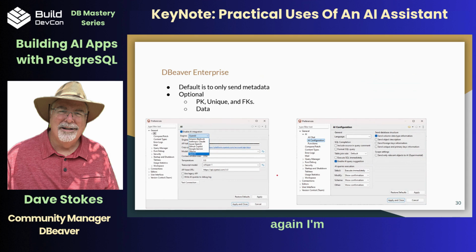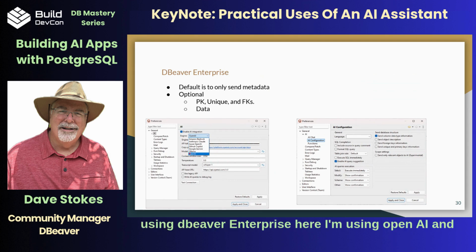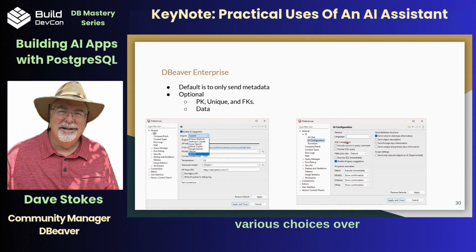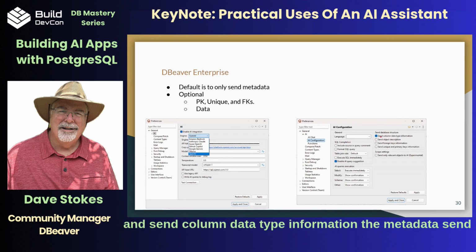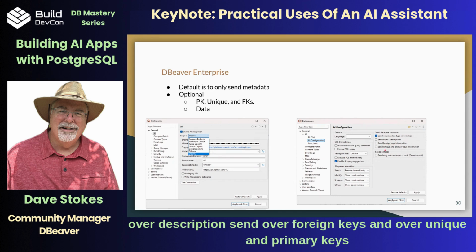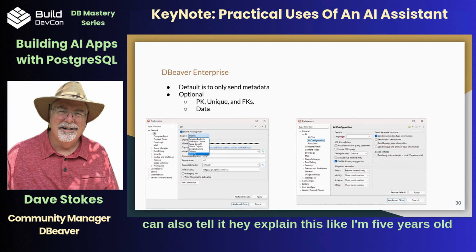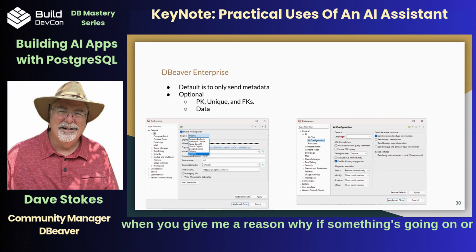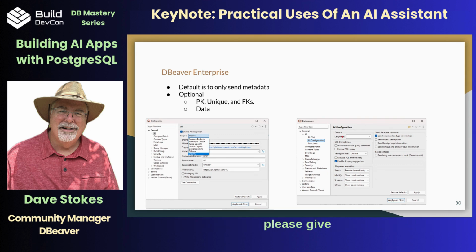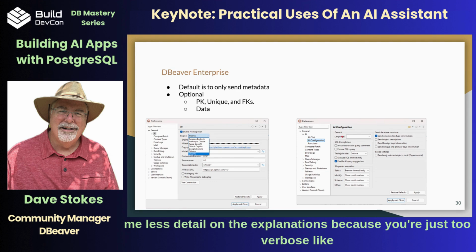Once again, I'm using DBeaver Enterprise. Here I'm using OpenAI. And in the configuration, you can see the various choices. Over on the configuration, I can actually say what I'm sending over. By default, it sends column data type information, the metadata, the description, foreign keys, unique and primary keys. You can also tell it, hey, explain this like I'm 5 years old when you give me the reason why something's going on, or please give me less detail on the explanations because you're just too verbose.